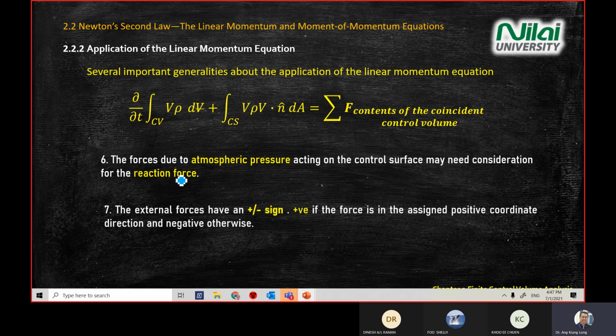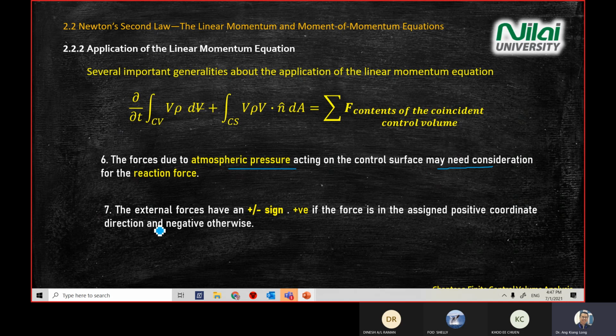The other things we will cover when it comes to examples. For example, atmospheric pressure: sometimes we need to consider it, sometimes we don't. It depends on the scenario, and sometimes we can cancel it out. I will give you the example.